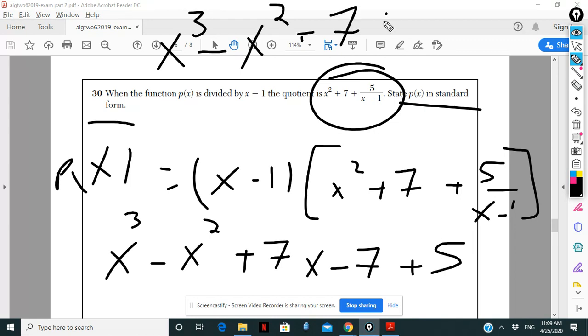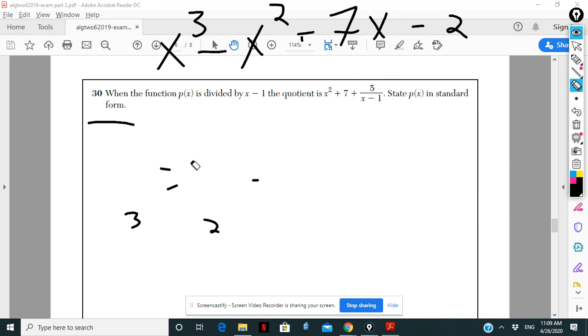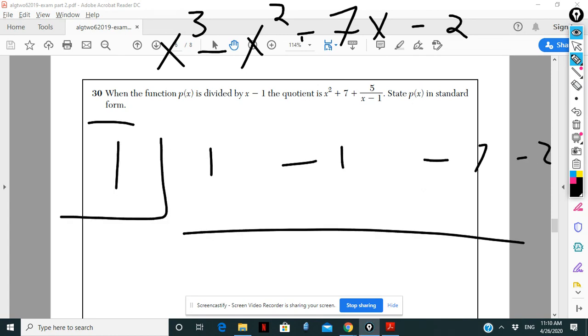Now I'm going to try to simplify: x cubed minus x squared plus 7x minus 2. Okay, I wanted to be sure, so I can use synthetic division to check that I did the correct steps. Here it is: 1, -1, -7, -2. And here is 1. So 1 goes down, that's going to give me 1. It's going to be 0, 0. I think this is +7, +7.